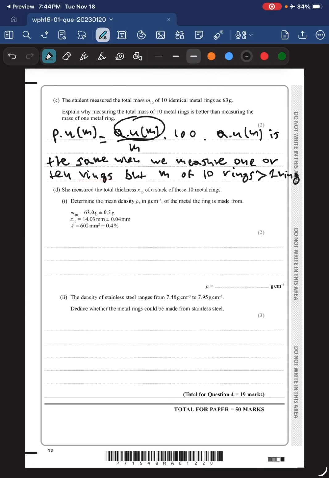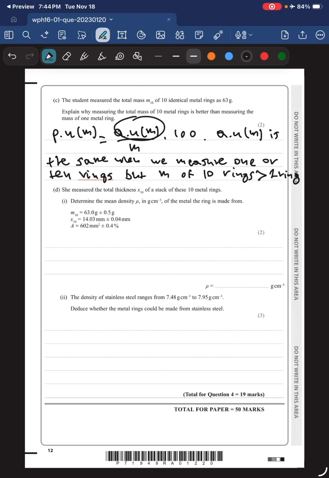Part D, part 1, okay. She measured the total thickness x10 of a stack of these 10 metal rings. Determine the mean density ρ in grams per cubic centimeters of the metal the ring is made from. And we have the mass of 10 rings, the thickness of 10 rings, and the area.